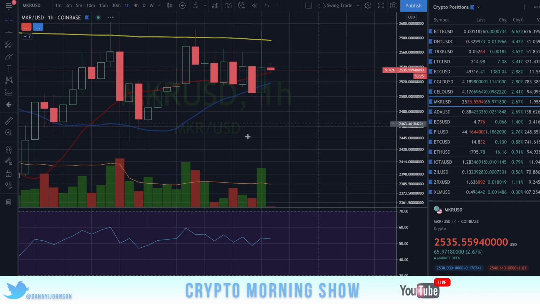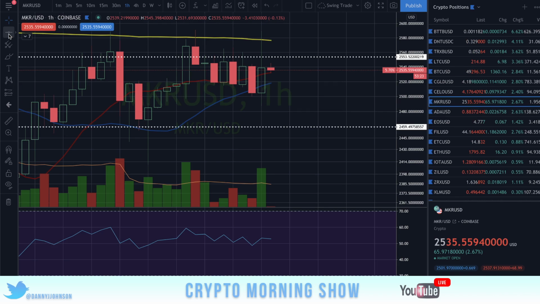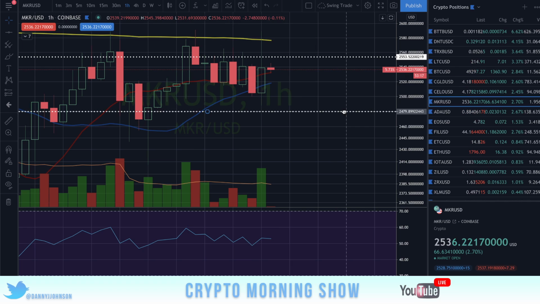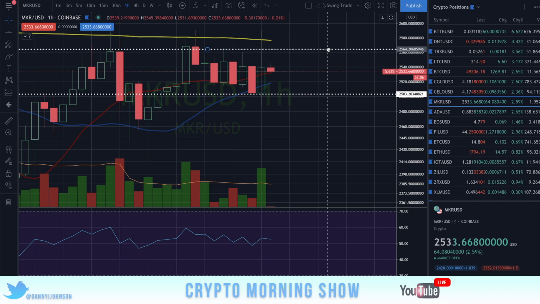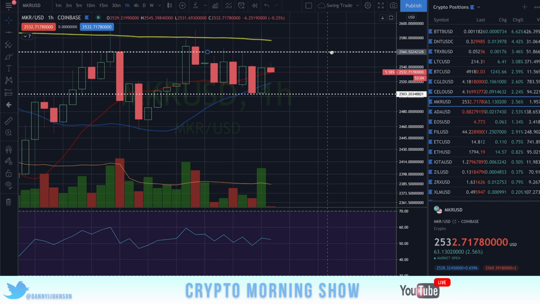MKR USD. We can move our support. As you can see, we had a drop there, and managed to get above it. So our first level of support is 2,503.18 USD, and then we're going to look for resistance up to the tune of 2,560.52. That was 2,560.52.